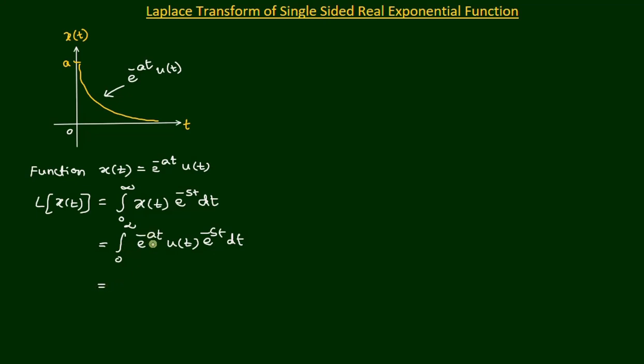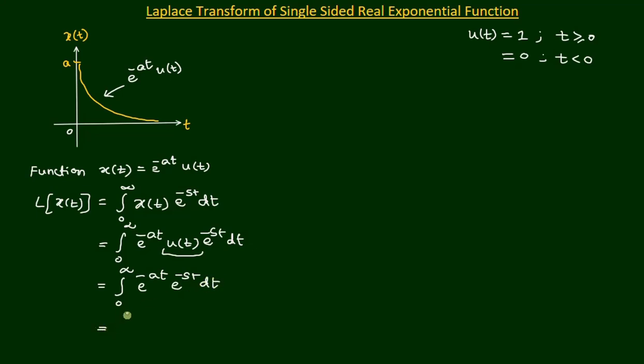The integral of e^(-at) u(t) and e^(-st) is there in this function over the limits 0 to infinity. So u(t) is the unit step function. The value of u(t) is 1 when t is greater than or equal to 0, and its value is 0 when t is less than 0. In this case the limits are 0 to infinity and the u(t) value is 1. The integral becomes 0 to infinity e^(-at) e^(-st) dt.